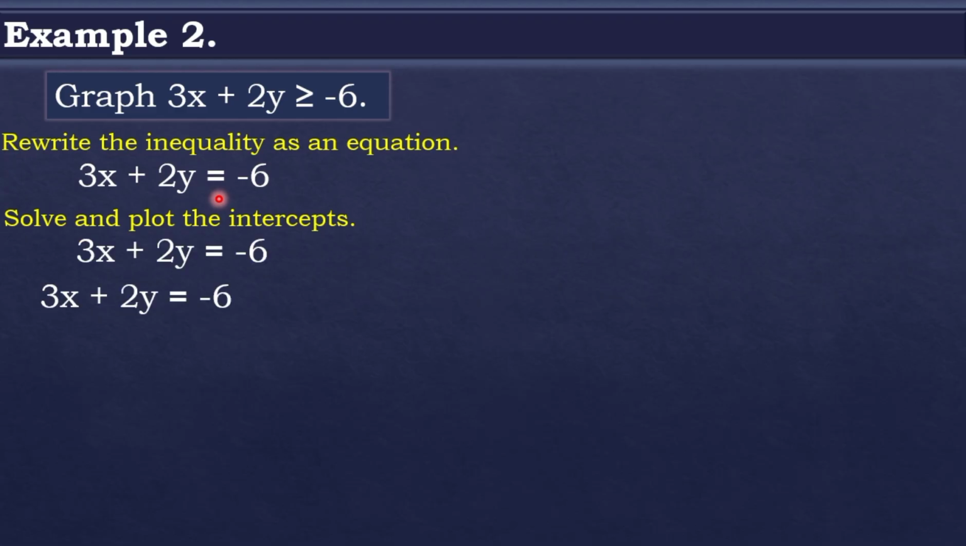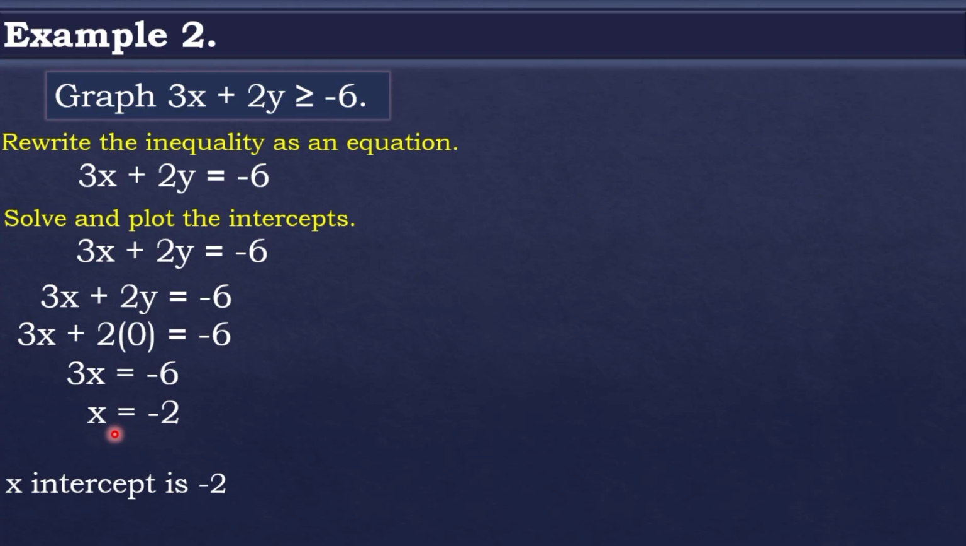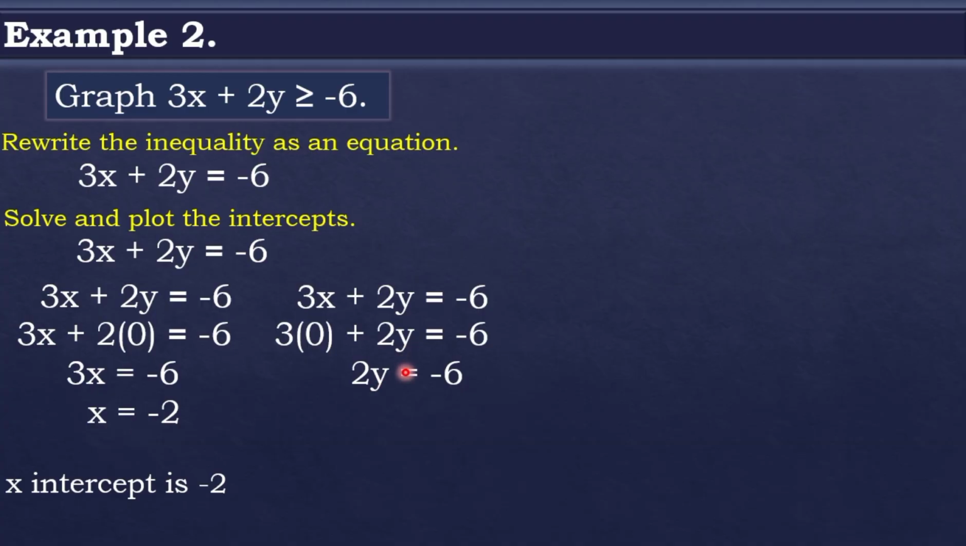Okay? So, solve natin. Gagawin natin tong y equals 0. So, since equal to 0 na to, we now have 3x is equal to negative 6. And x is equal to negative 2. Why negative 2? Negative 6 divided by 3 is negative 2. So, therefore, your x-intercept is negative 2. Okay? Next, proceed tayo sa y-intercept. So, yung x naman ang gagawin natin 0. So, we will have 2y is equal to negative 6. So, therefore, your y is equal to negative 3. So, your y-intercept is negative 3.